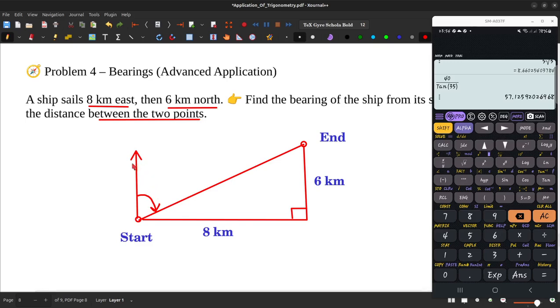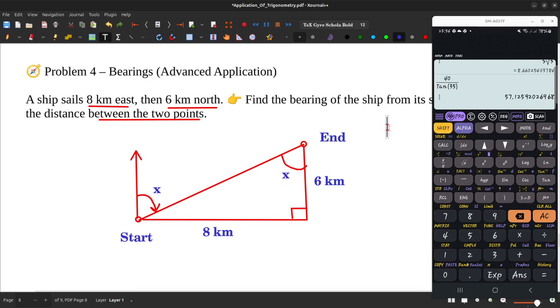So considering the fact that this north line is parallel to this 6 kilometer side there, that simply means that this angle here is equal to that angle there, because they are alternate interior angles. This is equal to that. That's why I'm calling them x. Now let's try to find the value of x.